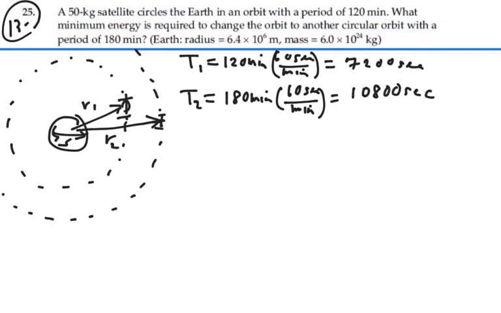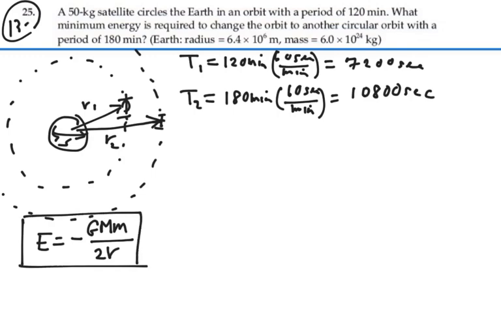All right, we know that the energy for any stable orbit, energy of binding, is going to be equal to negative G, mass of Earth, mass of the satellite, over 2 times the radius of its orbit. So that is the energy of a stable orbit, and that's what we're dealing with here. In order to use this equation, we need to find out what R is for both our initial radius and our final radius. To do that, we'll use Kepler's third law.